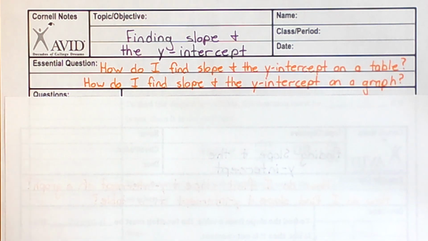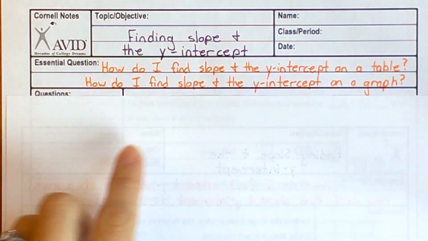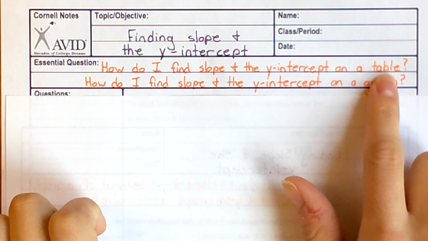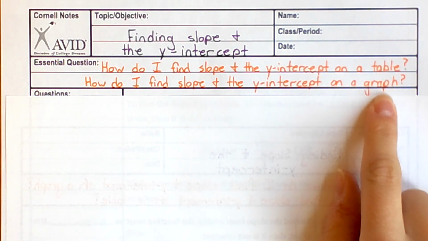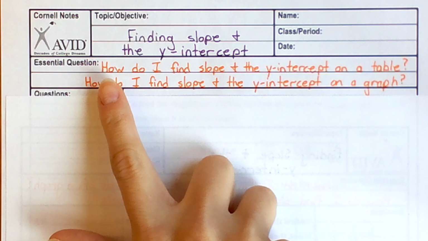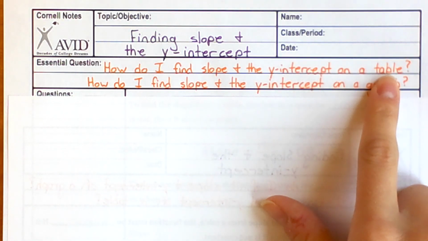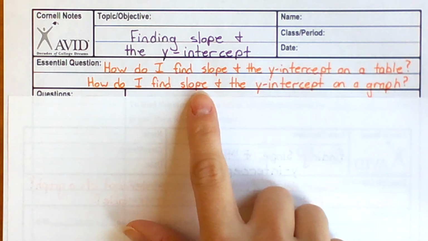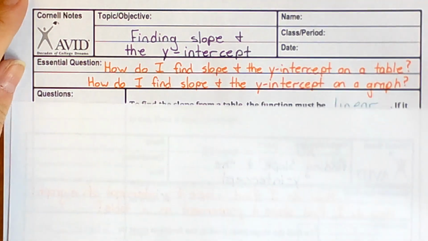Okay, so today's lesson is going to be on finding slope and the y-intercept. Now we're going to be doing this from a table or a chart, as you would say, and then we're also going to be doing this from a graph. So our two essential questions are, how do I find slope and the y-intercept on a table? And then we're going to look at how do I find slope and the y-intercept on a graph. So let's get into it.